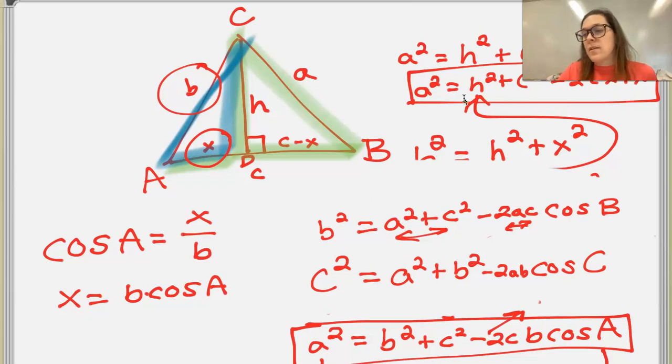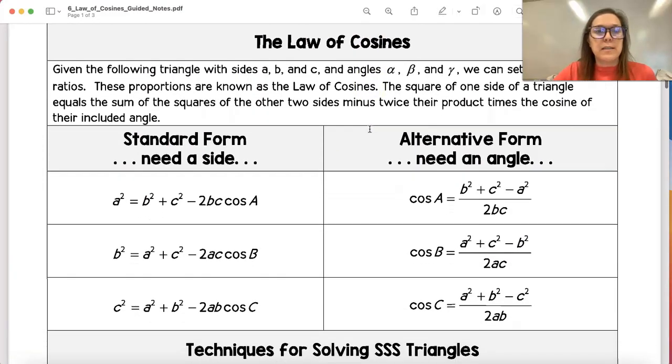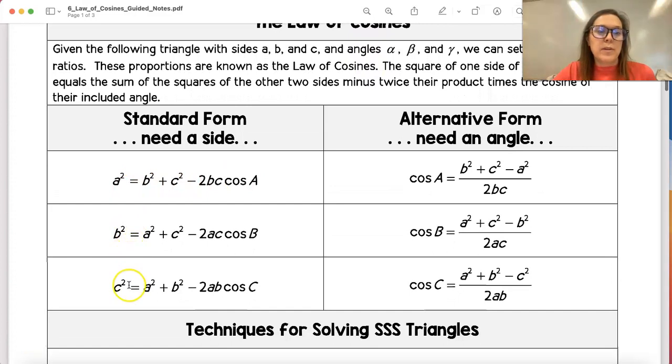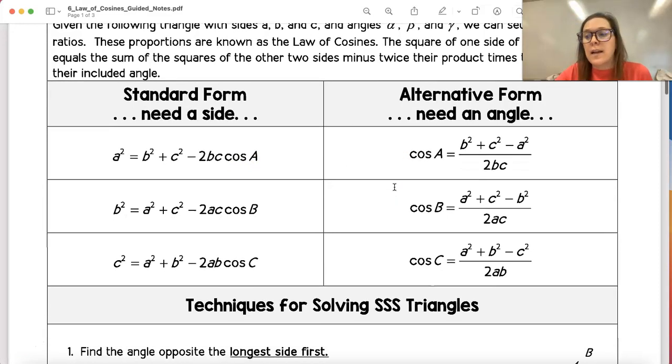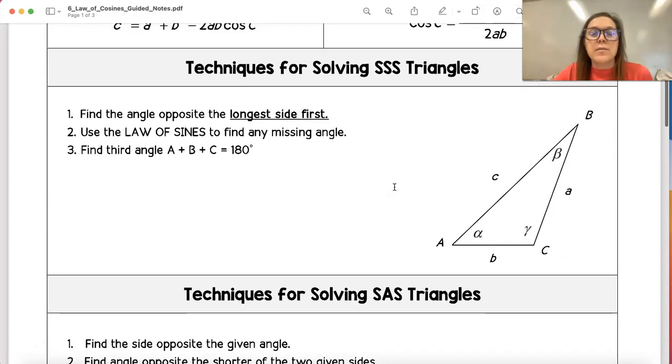Okay, so these are right here in your notes for you guys. So there's your a squared, your b squared, and your c squared. And then the right-hand side is just those equations solved for the cosine of the angle. So you could technically get from the left to the right without memorizing the right side, but we would use those if I had to find an actual angle.